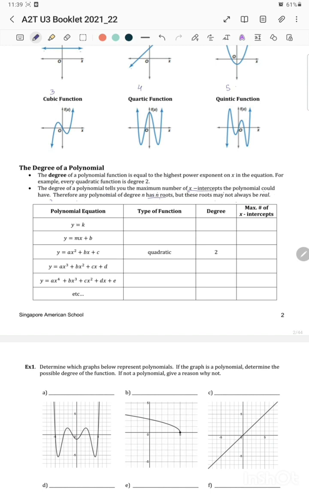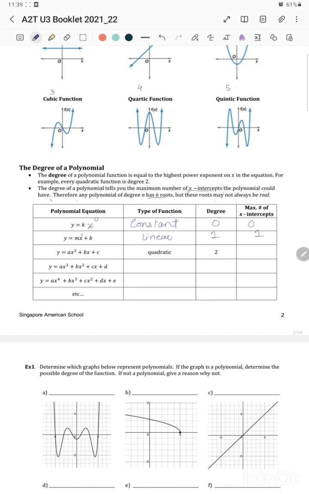So if we have a polynomial equation of y is equal to k, so we have x to the power 0 over here. So this is the type of the function, constant. The degree of this function is 0 and x-intercepts in this would be 0. Now here the power of x is 1. So type of the function would be linear. Degree of the function would be 1 and the maximum number of x-intercepts would be 1.